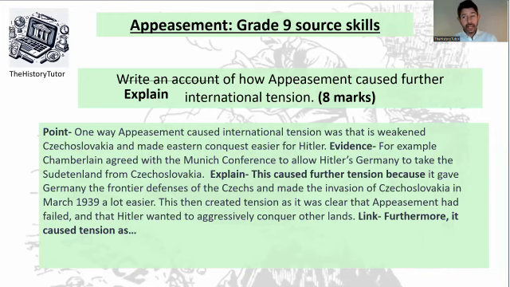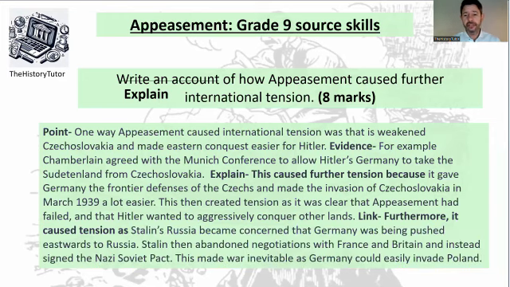Okay, we should now really link to Russia. Furthermore, Russia starts to react. How are Russia feeling about this? Okay. What would you say? So furthermore, it caused tension as Stalin's Russia became concerned that Germany was being pushed eastwards towards Russia. Stalin had then abandoned negotiations with France and Britain for an alliance and instead signed the Nazi-Soviet pact. This made war inevitable and Germany could easily invade Poland.